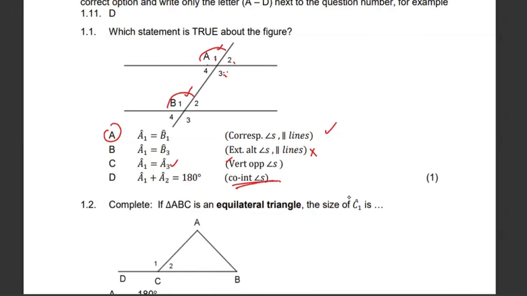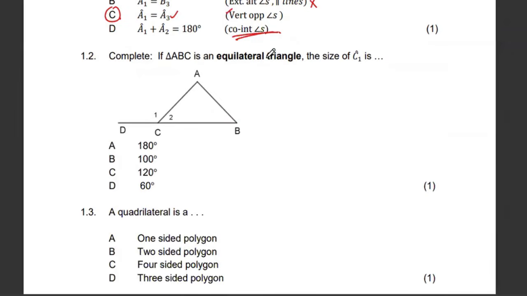So which statement is true about the figure below? What I'm seeing are two values, we have A, we have B. But then we don't have arrows on these lines to show us that the lines are parallel. We're not told. So I'll go with option C to be the best. A1 is A3 because of vertically opposite, okay?